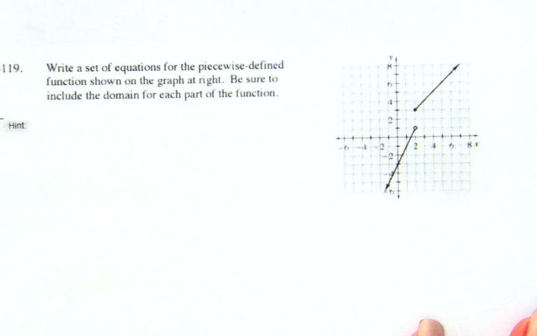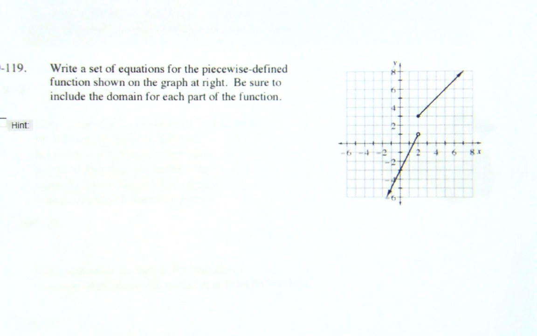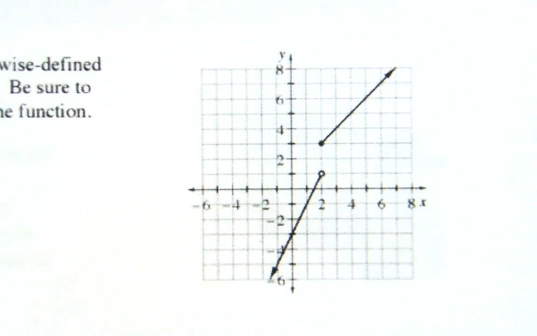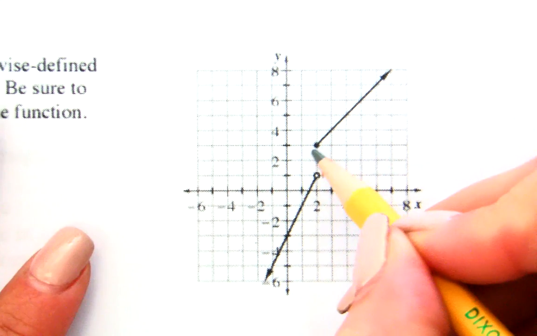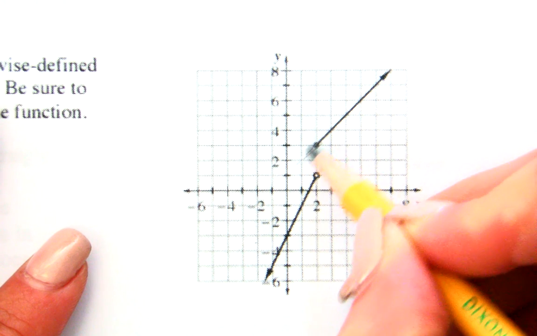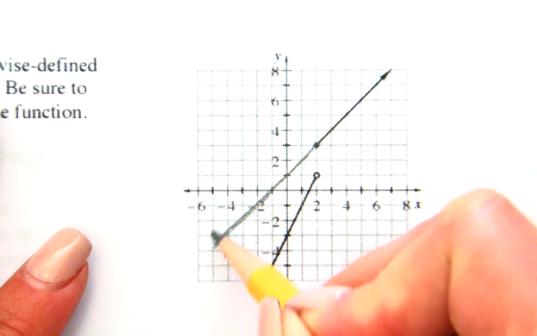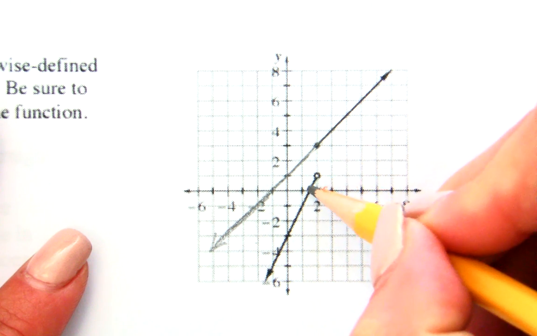119. The interesting stuff. Write a set of equations for the piecewise defined function shown at the graph at the right. Be sure to include domain for each function. So the first thing that I asked people to do was actually to, if you were to just graph both lines, what would the equation of both lines be? So you have this equation here, or this line over here, I should say. And then you have the second line over here.